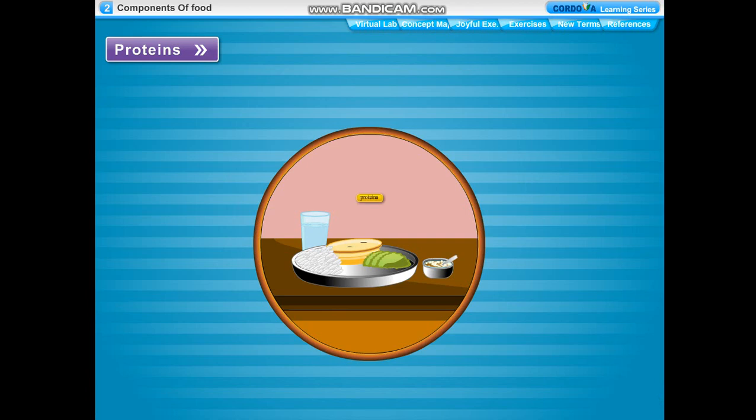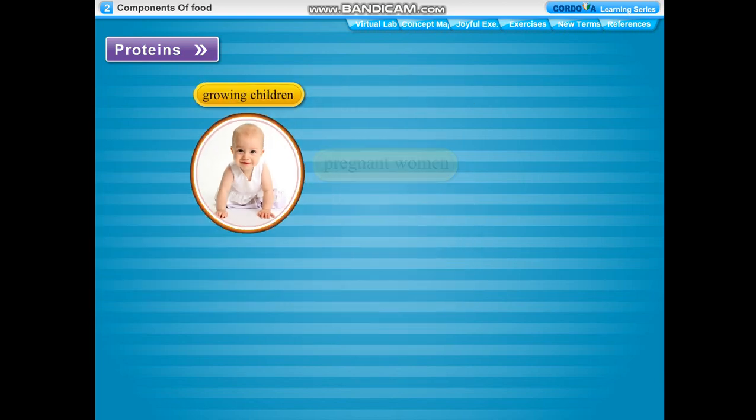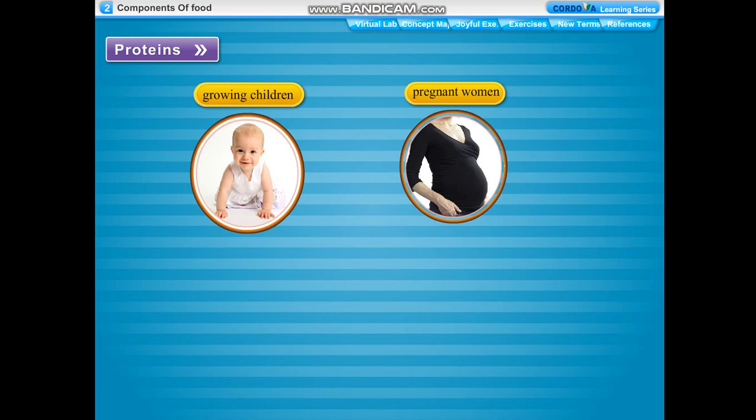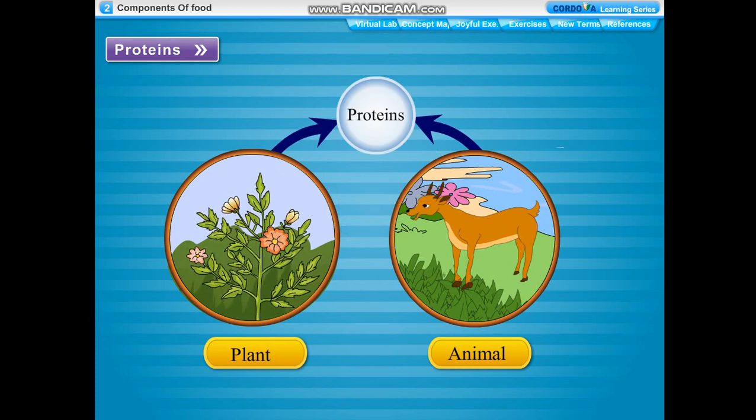Proteins. Proteins are body-building foods. These are necessary for the growth and repair of the body. That is why growing children, pregnant women, and people recovering from illness need more protein in their diet. Proteins can be obtained from plant and animal sources.